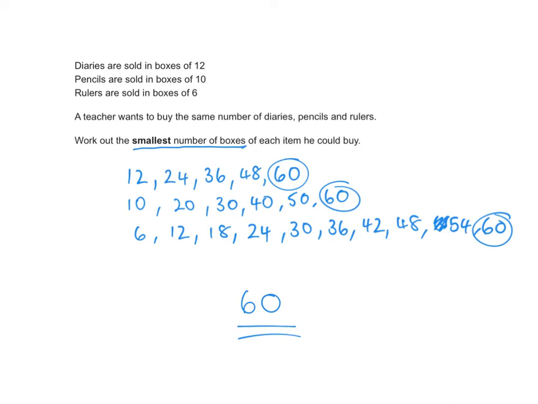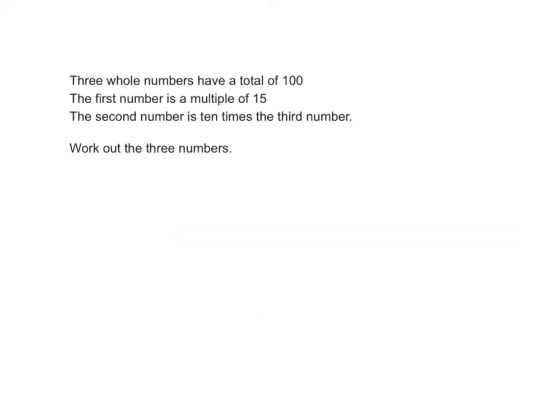Because 60 is the lowest common multiple of these three things. That's the smallest amount where she could buy the same of each. And this is something called the lowest common multiple. You can find the lowest common multiple of bigger numbers, but that's for another day because it can get quite tricky.